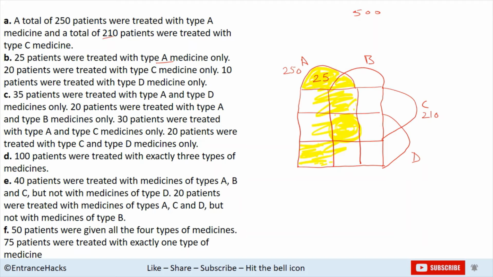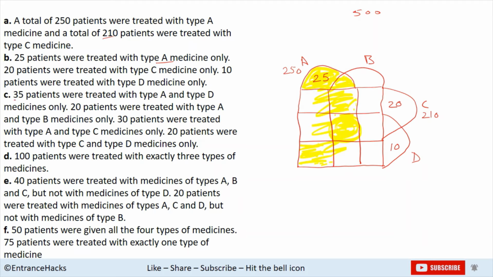20 patients were treated with type C medicine only. This is the area which belongs to C only, right? 10 patients were treated with type D medicine only. So this is the area. 35.